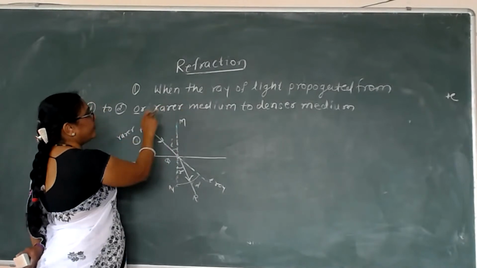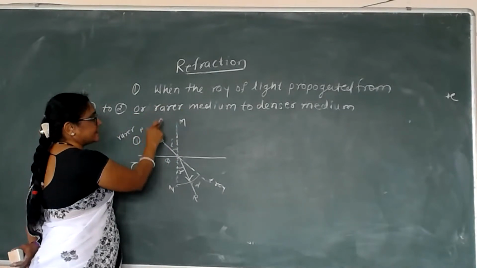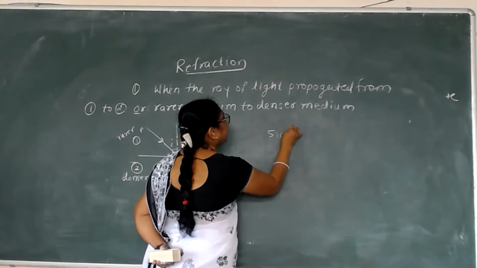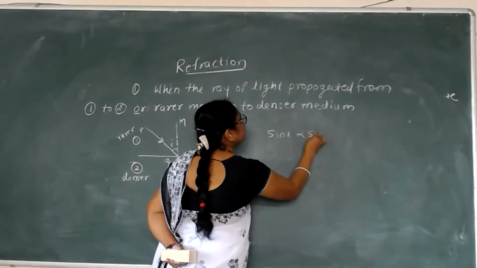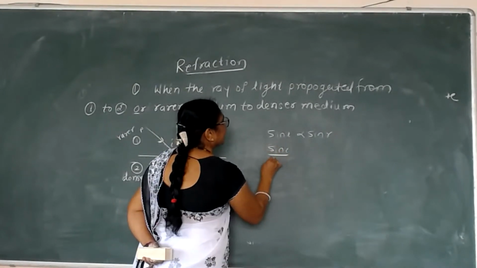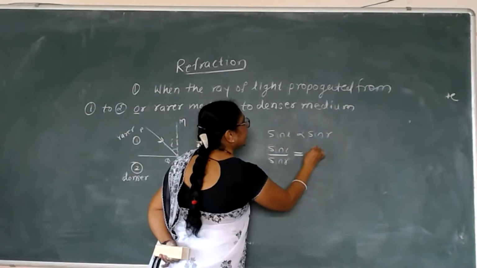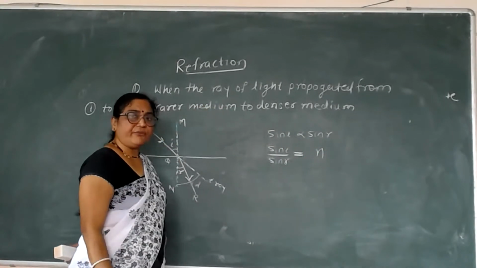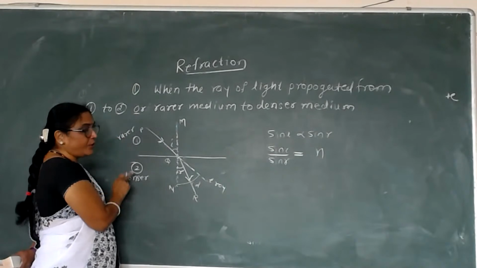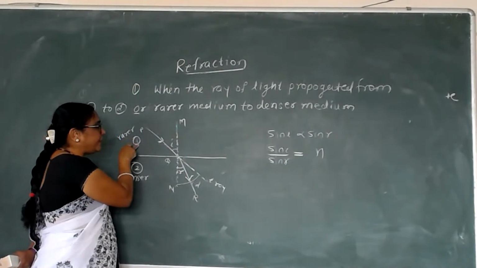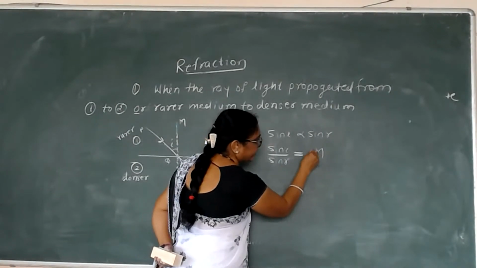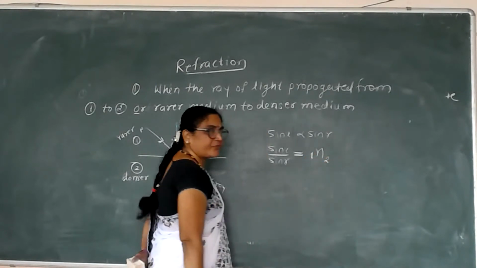So here, when the ray of light propagates from rarer to denser, according to Snell's law, sin i is directly proportional to sin r. So sin i divided by sin r is equal to a proportionality constant. But here, from where to where the ray of light passes is important. The ray of light passes from rarer to denser, from the first medium to the second medium. Then see how to write this. The ray of light passes from the first medium to the second medium.